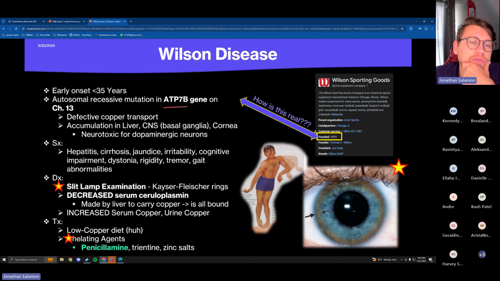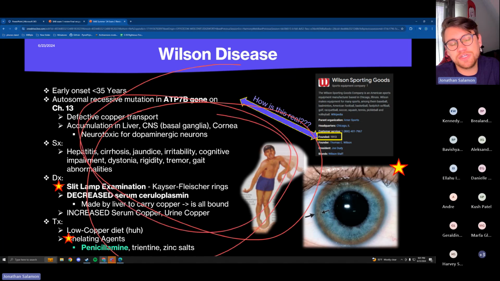You have Wilson's disease. Please know that it's the ATP7B gene. This is a defect in copper metabolism, right? You have your Kayser-Fleischer rings. You detect that with a slit lamp exam. You can also do ceruloplasmin levels, which will be low. Urine copper will be high. Serum copper will be high. You use penicillamine to treat it. It is a chelating agent that pulls copper out of the blood. These questions should always be free.